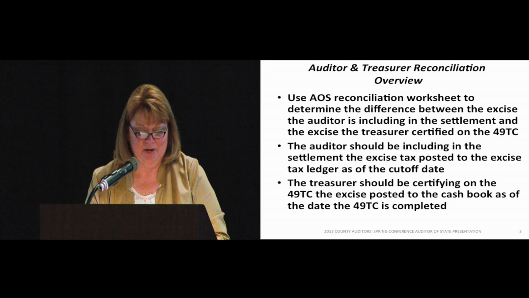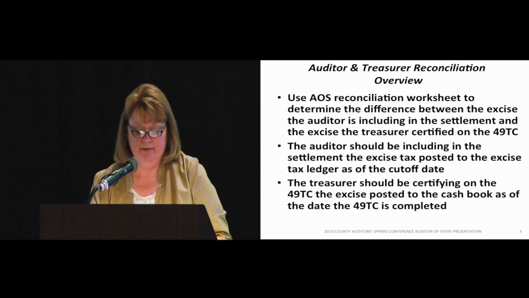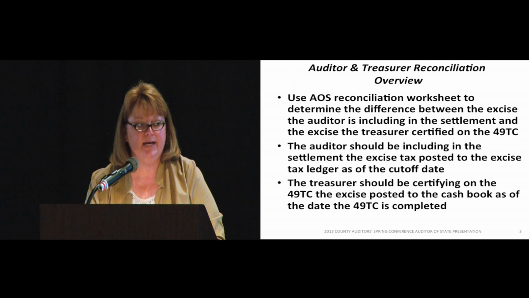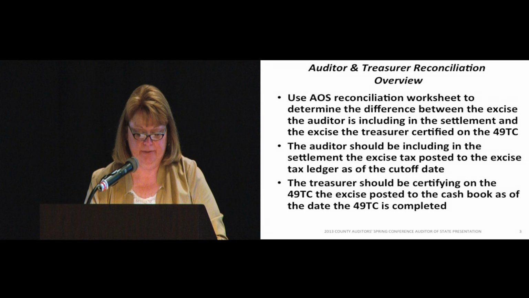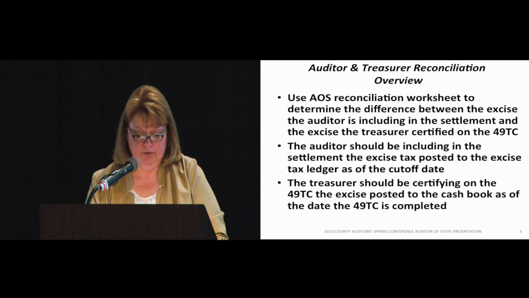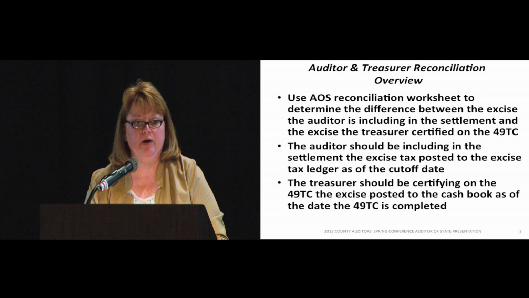Anyway, on our reconciliation worksheets, we need to determine between the amount that you are going to settle on and the amount of excise tax the treasurer has on the cash book. The amount that you're including is the amount of your cutoff date, and the amount on the 49TC is the amount that the treasurer has on the cash book at the day of certification.